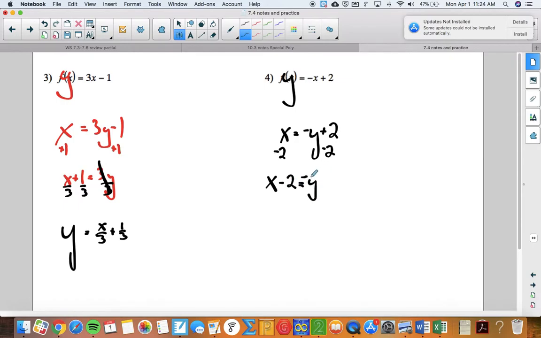So to undo multiplying by negative 1, either divide by negative 1 or multiply by negative 1. Either way. But so now everything over here also gets divided by negative 1. So to simplify, the negatives cancel out here, so we're really just left with y on the right side. On the left side, x divided by negative 1 is negative x, whereas negative 2 divided by negative 1 is going to be a positive 2. So the inverse function is y equals negative x plus 2.